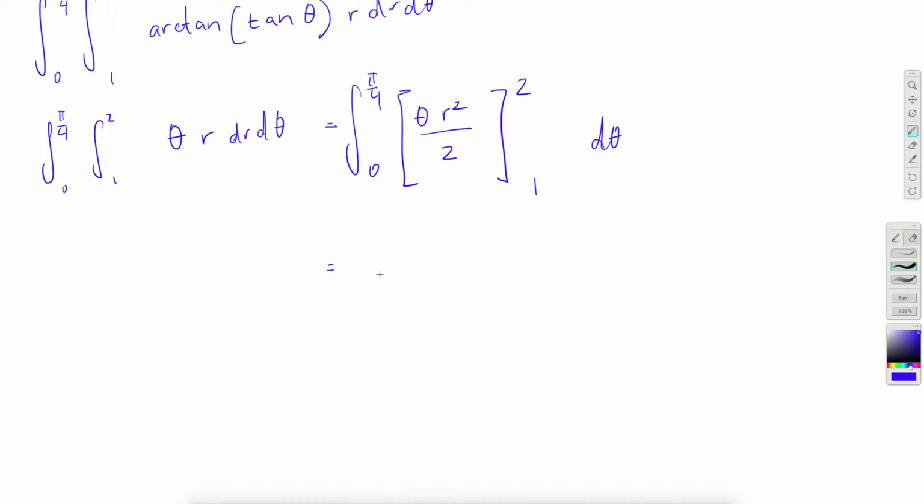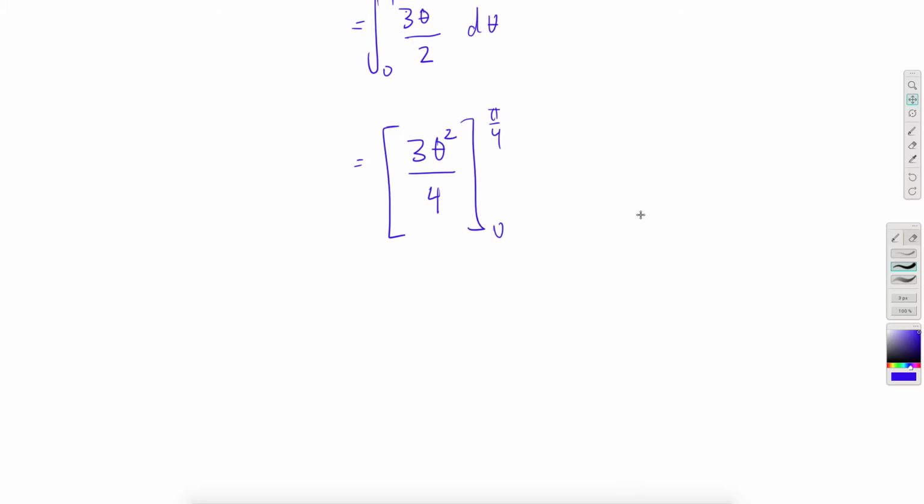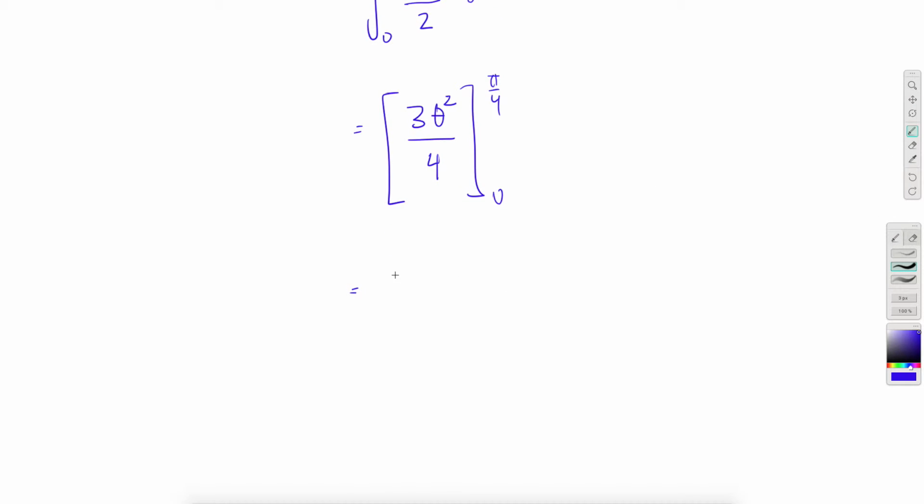Which is going to equal theta 4 on 2 minus theta over 2, which is going to give you 3 theta on 2, right? d theta between pi on 4 and 0, which is going to give you 3 theta squared on 4 between pi on 4 and 0, equals 3 pi squared on 16 over 4.